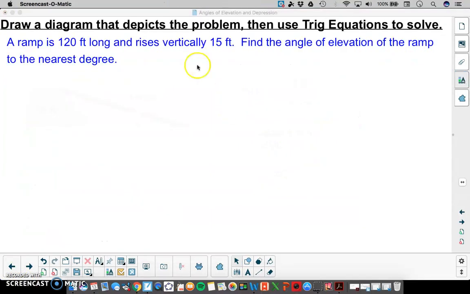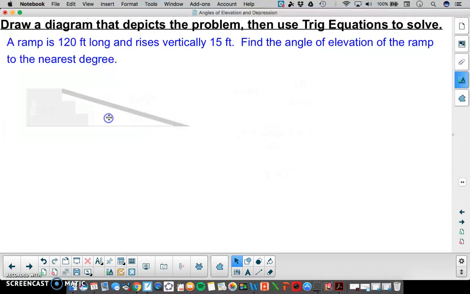Our next problem, we have a ramp that is 120 feet long and rises vertically 15 feet. So the vertical rise here is 15. We want to find the angle of elevation of the ramp to the nearest degree. Well, from the horizontal, that angle of elevation will be between the ground and that 120 feet. So that x degrees is right here.